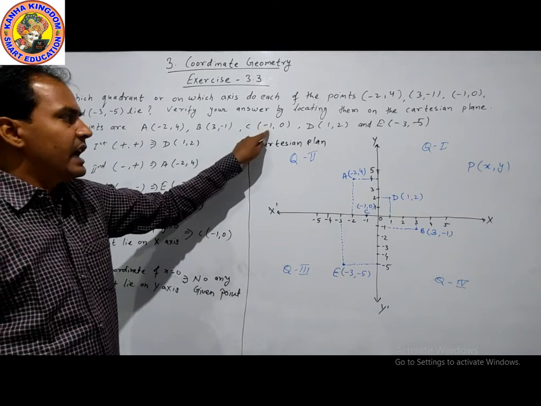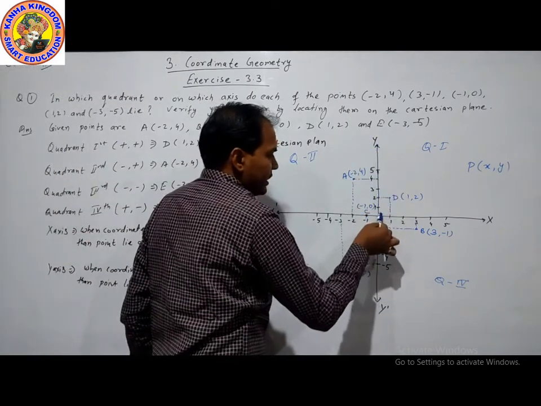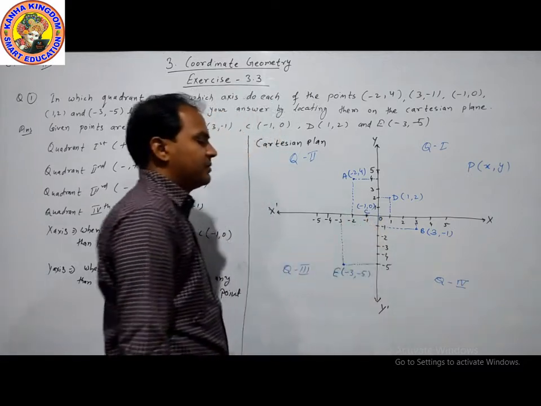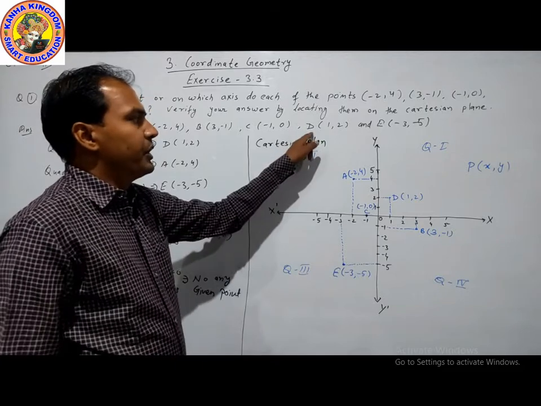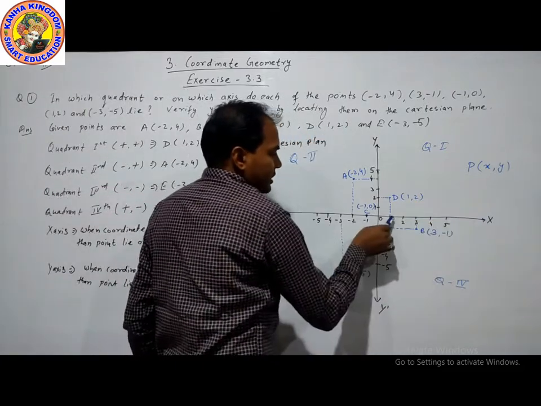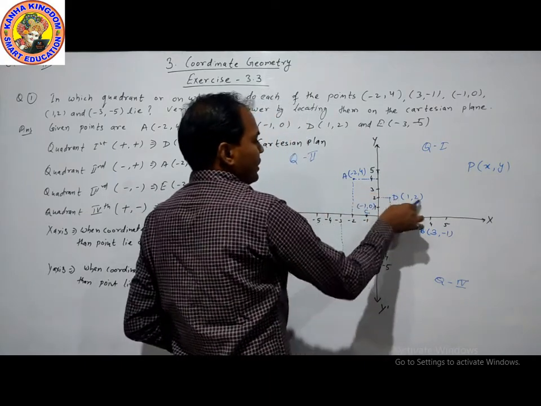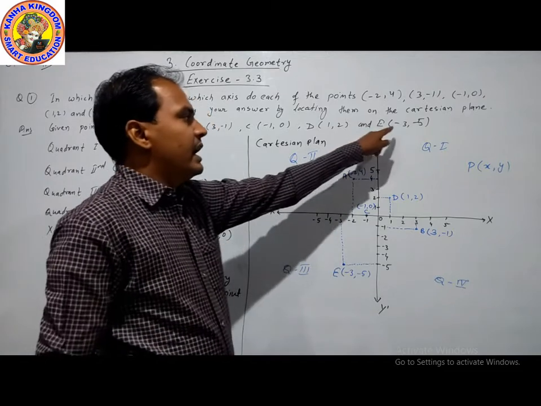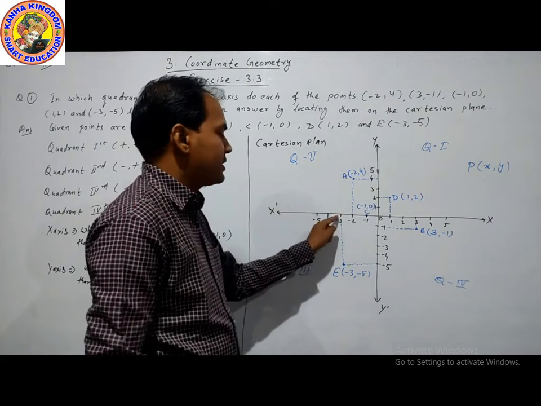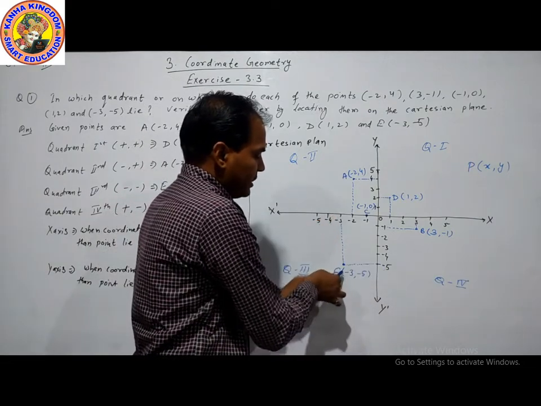Point C. X is minus 1, y is 0. In the y-axis, here is 0. Now, x is minus 1. So, here is point C. Point D. X is 1, y is 2. Here, the intersection of them is point D, 1, 2. Point E. X is minus 3, y is minus 5. The intersection of them.